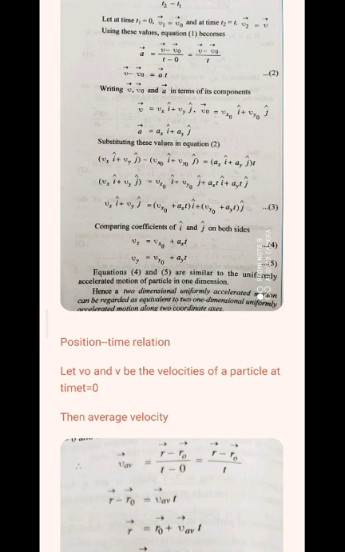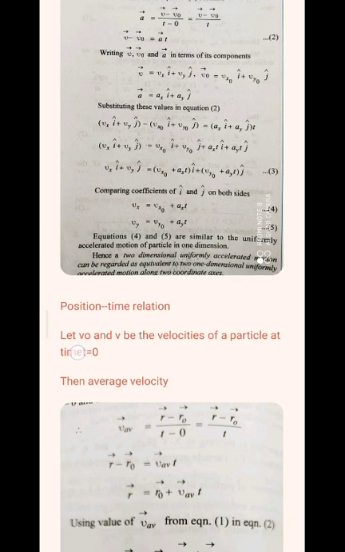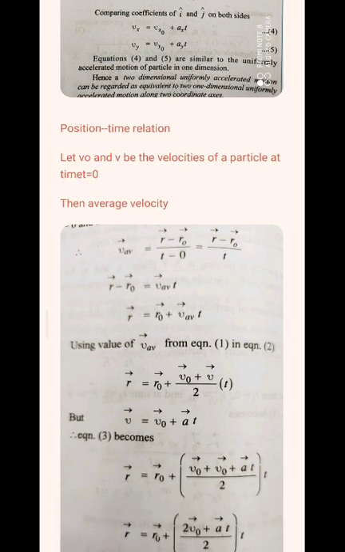Another relation is position-time. That position-time relation, you remember, is S is equal to ut plus 1/2 at square in one dimension. Here again we take v naught and v as the velocity of the person at time t. Then the average velocity, here we start from the velocity-time relation, we start with acceleration. Now v average is equal to r minus r naught by t minus t naught, that is r minus r naught by t, that is r minus r naught is v average into t.